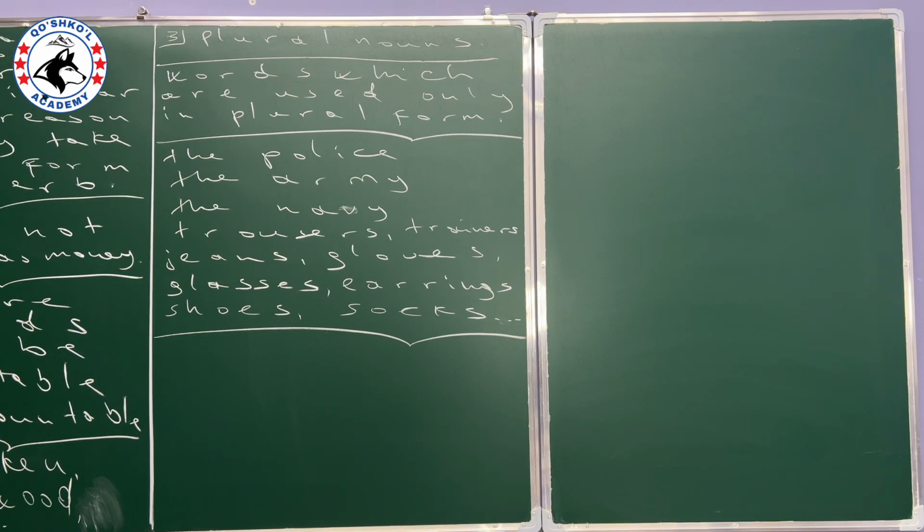The army, the group of soldiers, the group of military service. Or the navy, soldiers that fight on the sea. It's called the navy. And trousers. Trousers have two parts. Or trainers. Trainers are one and two. For this reason, they're in plural form. Or jeans. Jeans have two parts. And gloves. We have two of them. For this reason, we say gloves.